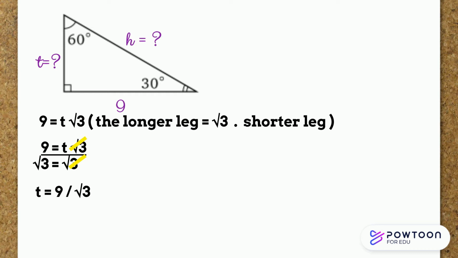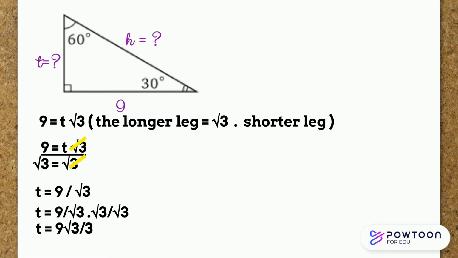Next, we are going to rationalize the denominator by multiplying both the numerator and the denominator by square root of 3 in order to remove the radical sign from the denominator. Doing so, 9 over square root of 3 times square root of 3 over square root of 3 is equal to 9 times square root of 3 over 3.